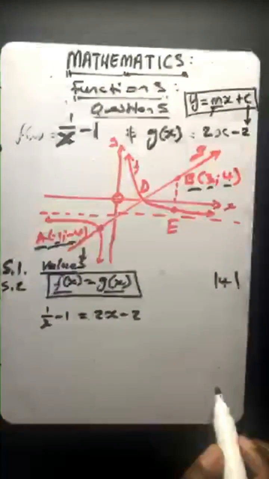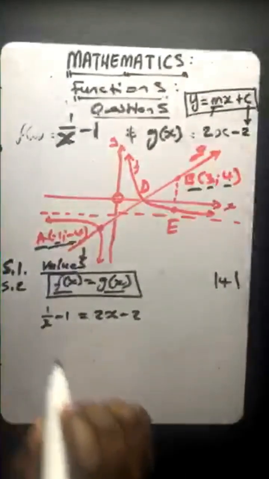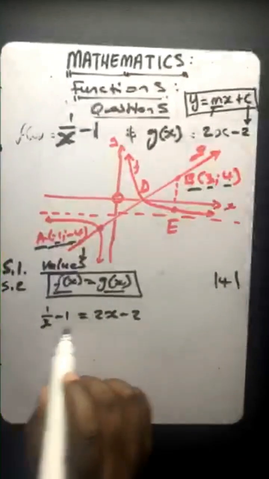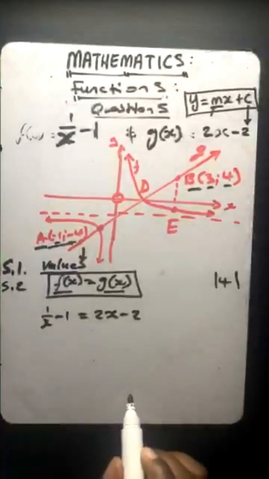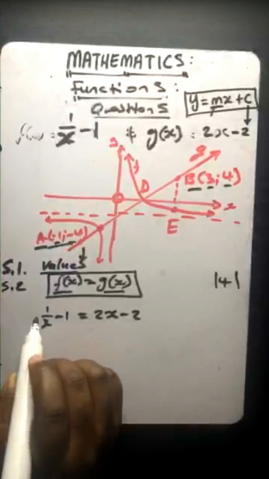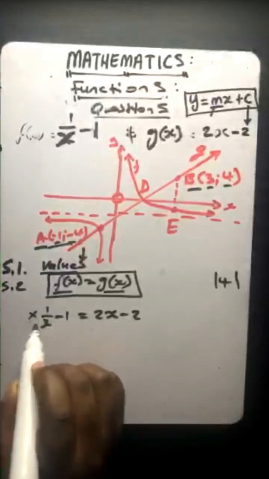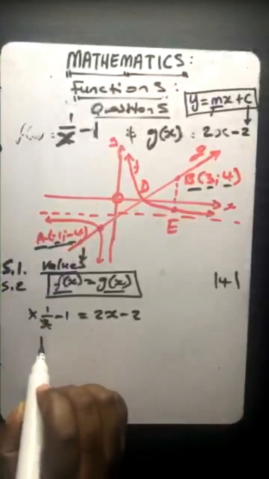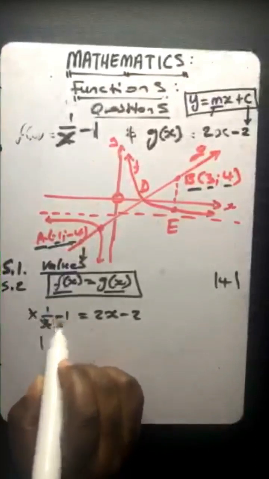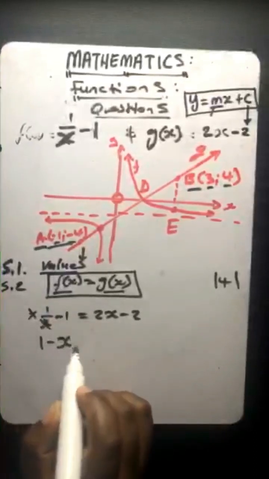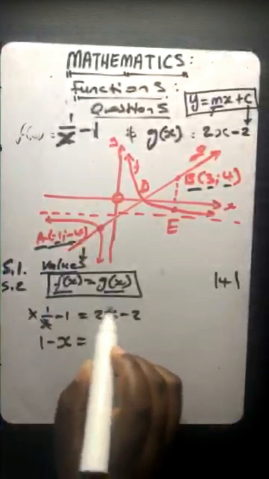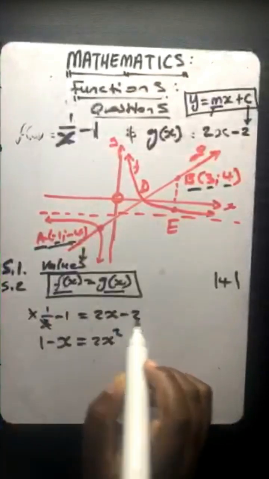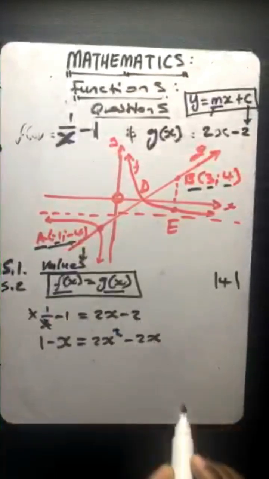How do you work that out? You want to try and remove that fraction. How can you remove it? You just multiply everything by x. So you multiply this by x, and that x is going to cancel with this one, so you just have 1. You multiply this by x, it's going to be negative 1x. You multiply this by x, it's going to be 2x squared. You multiply that by x, it's going to be negative 2x.